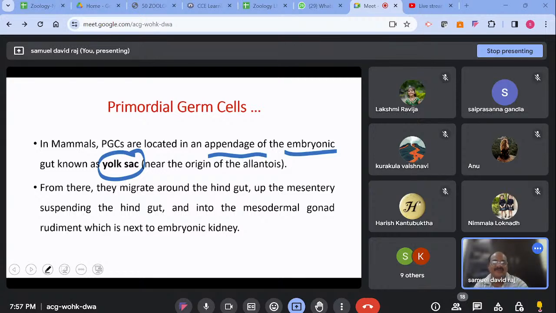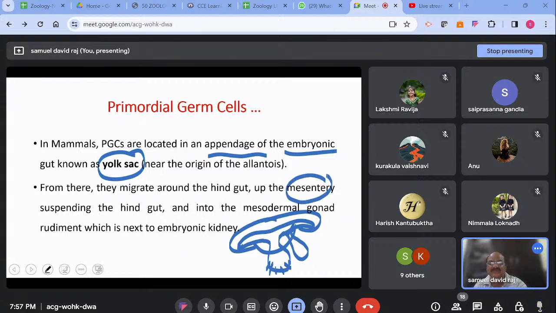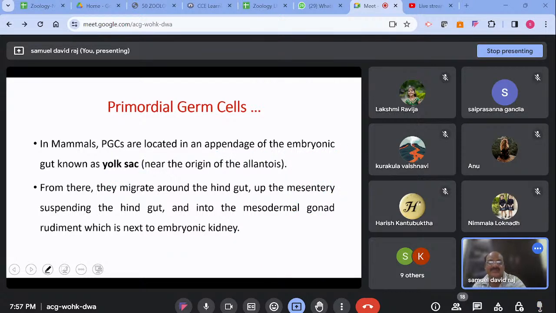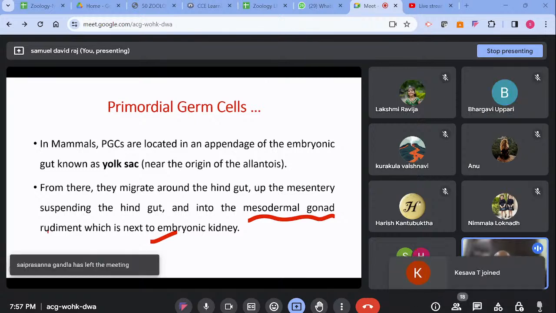If this is the baby, this is the mouth, and this is the alimentary canal. From the midgut, the yolk sac arises. From the hindgut, the allantois arises. These cells are present in the yolk sac. From there, they migrate to the hindgut, and from there, through the mesentery that suspends the hindgut, they enter the mesodermal gonad rudiment, which is by the side of the embryonic kidney.